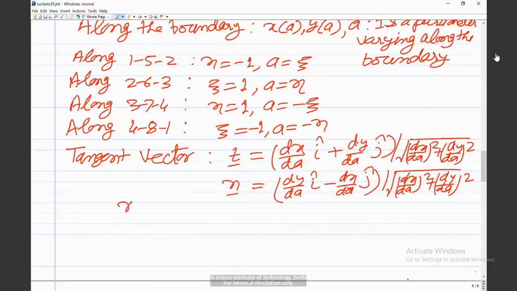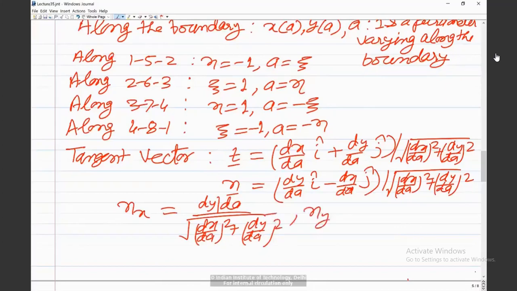Now if you look at the x component of n, nx is, as you see, dy by dA upon the square root of dx upon dA whole square plus dy upon dA whole square. And similarly the y component of n will be ny, which is minus dx upon dA divided by the magnitude, the square root of dx upon dA whole square plus dy upon dA whole square. So this is how you get the normals.